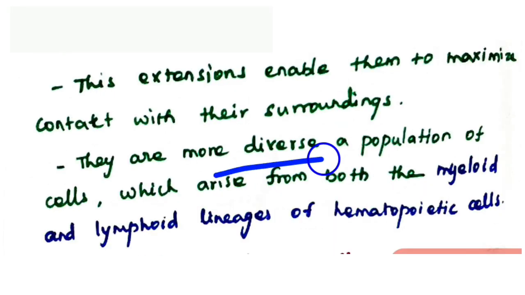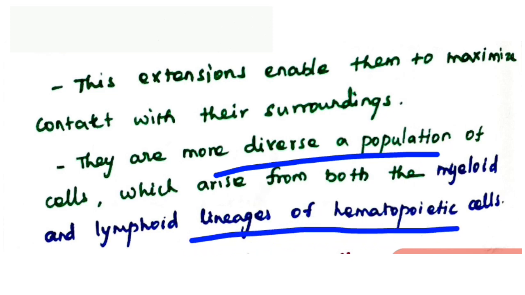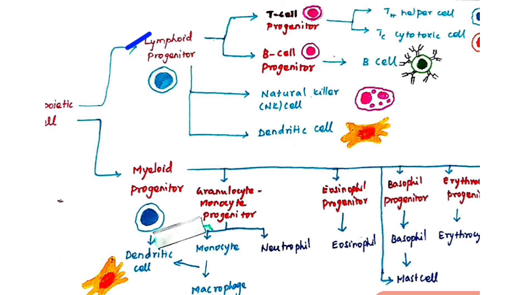Then there is a more diverse population of cells which arise from both the myeloid and lymphoid lineages of hematopoietic cells. So from lymphoid progenitors, dendritic cells arise, and also from myeloid progenitors, dendritic cells arise. This is the structure of your dendritic cell. These long membranous extensions resemble the dendrites of nerve cells. That's why they are termed dendritic cells, and these extensions enable more surface area to contact their surroundings.